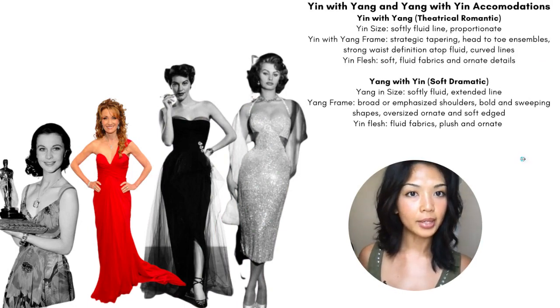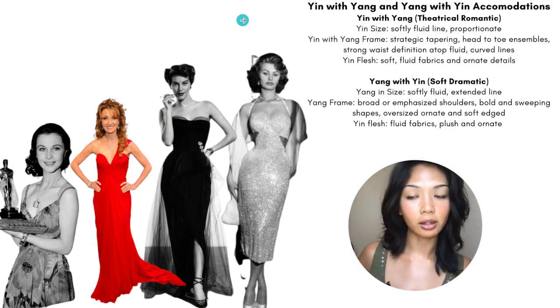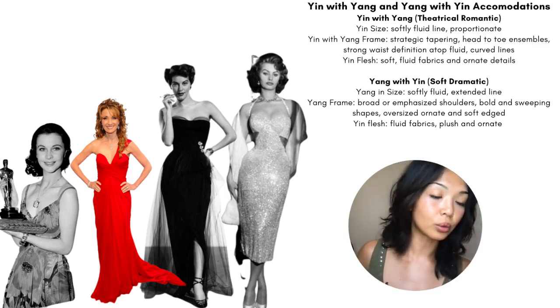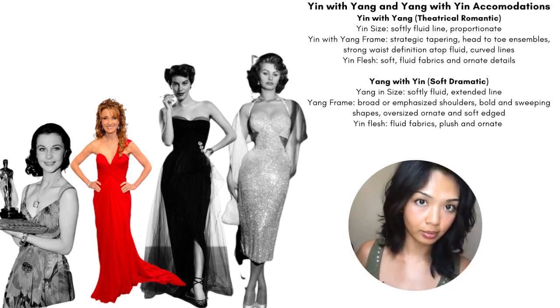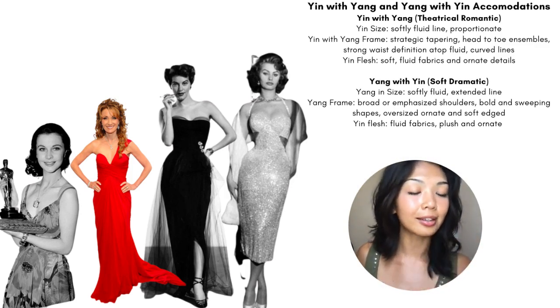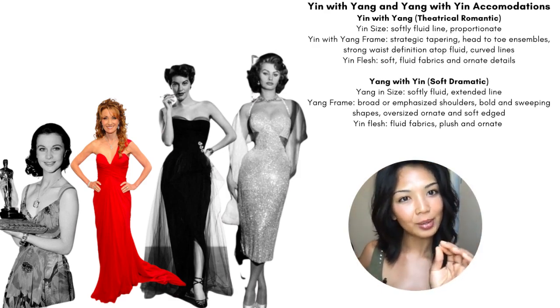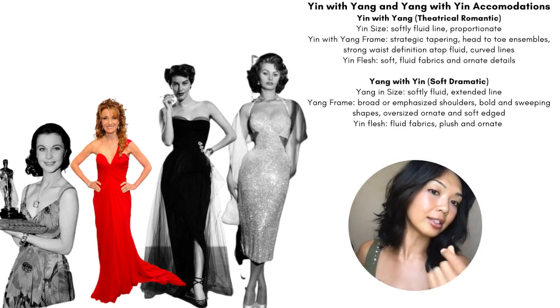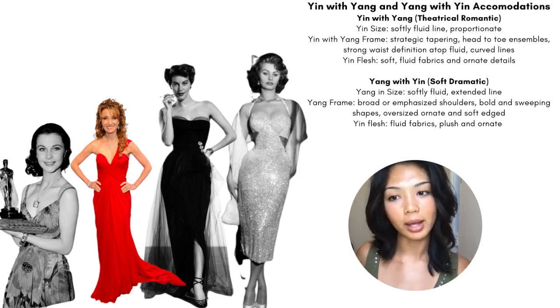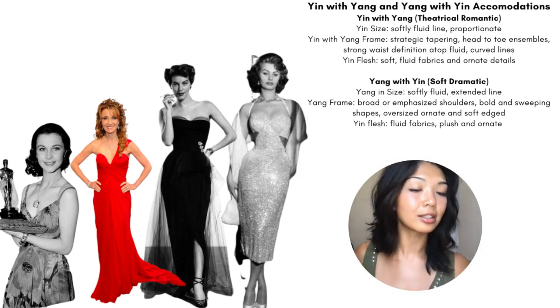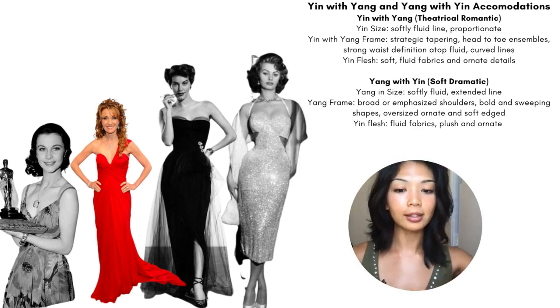All right, so how do you accommodate these IDs? So let's start off with theatrical romantic, yin with yang. So you still want that fluid, soft line that's going to mold to these more delicate shapes. For the yin with yang frame, you're going to introduce a little bit more tapering, that yang aspect, a little bit more sharpness, a little bit more of that angularity. So you're going to see more tapering, especially at the shoulders, perhaps at the necklines, maybe a little bit more tapering at the waist even. It's just a little sharper compared to romantics.